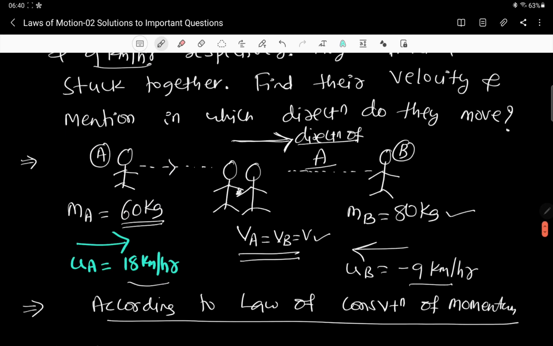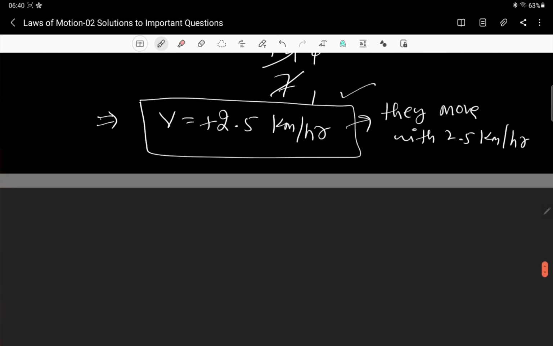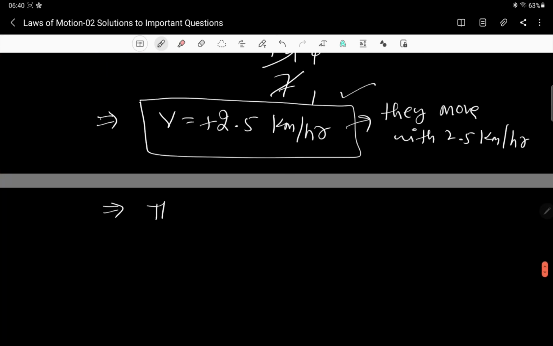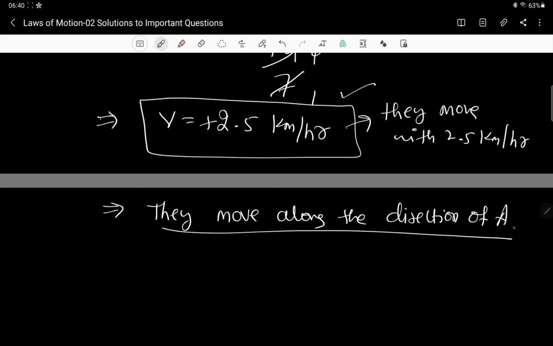Would have said they will move along the direction of B, or along the opposite to the direction of A, would have mentioned like that. But right now we have got positive, which means we have to mention they move along the direction of A. All right, so what I am going to write: they move along the direction of A. Okay, that football player A. I hope you understood it.